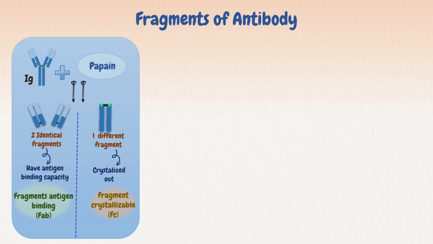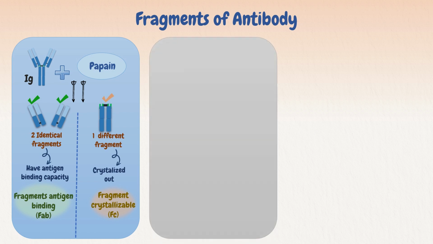This experiment indicated that a single antibody molecule contained 2 antigen binding sites and a third part of the molecule that did not participate in the binding reaction but could readily form crystals, so was likely to be very similar among different antibodies. Then in another experiment, scientists treated Ig with another proteolytic enzyme, namely pepsin.